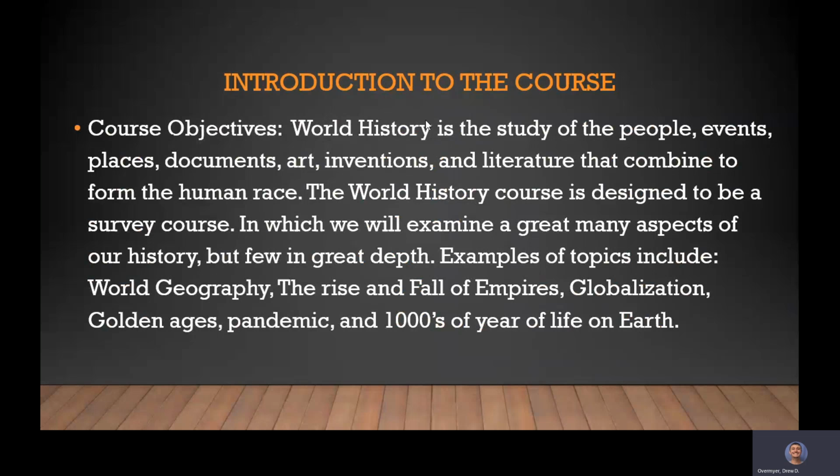So, introduction to the course. For that, I just put the course objectives and I added my own little spin to it. So world history is, for lack of better terms, the study of people, events, places, and documents, art, inventions, literature, and so on and so forth. There's 100 different things we could put in this part that combine to form the human race. This world history course is designed to be a survey course, which will examine a great many aspects of history, but few in great depth.